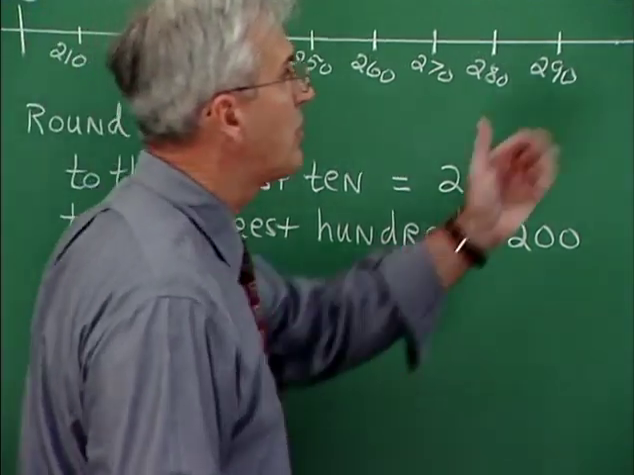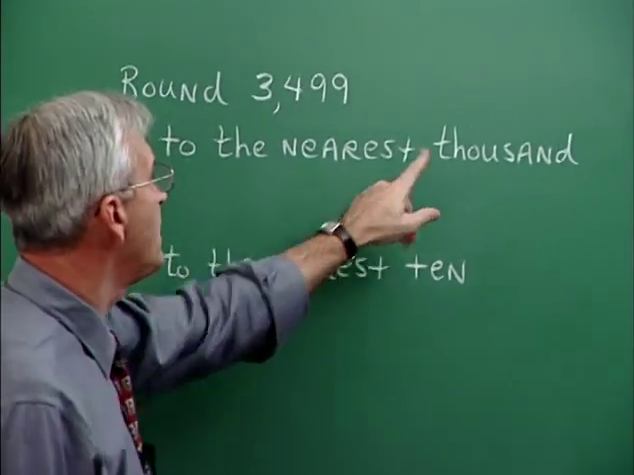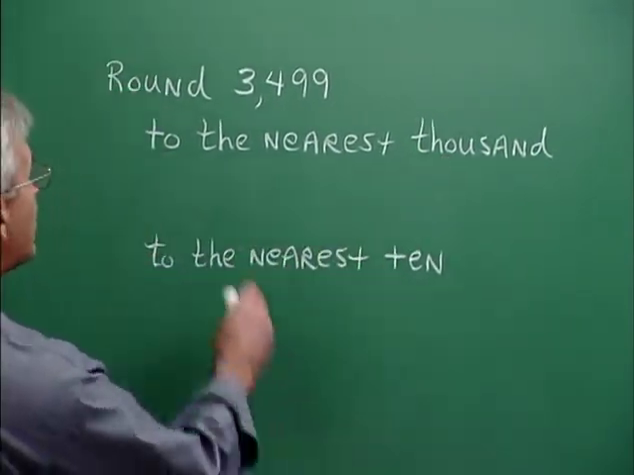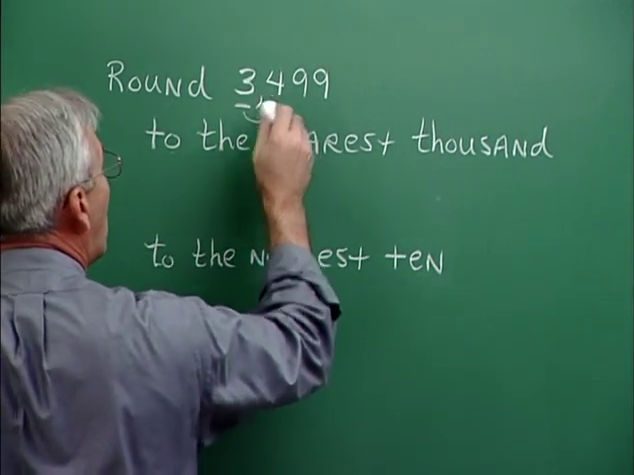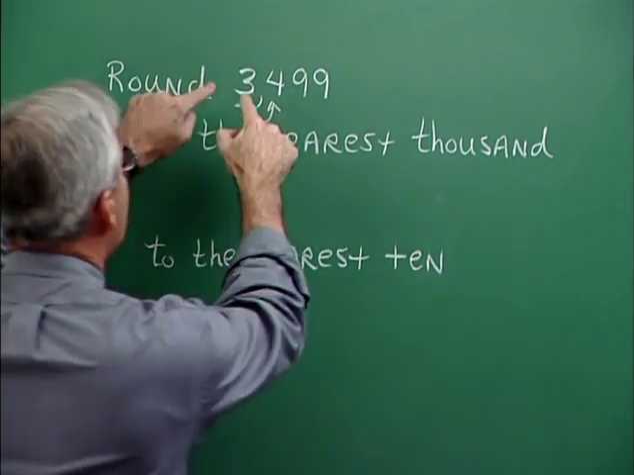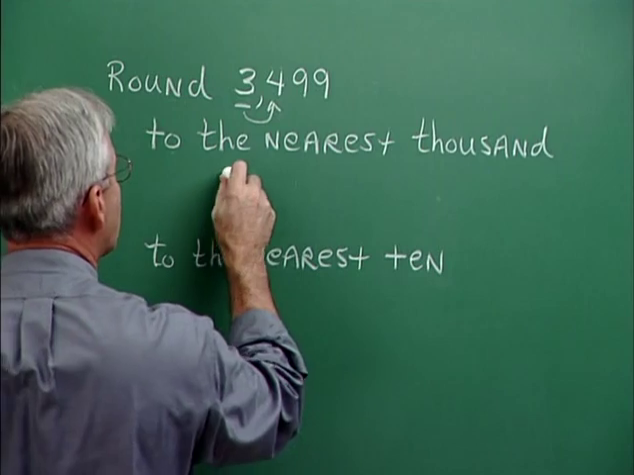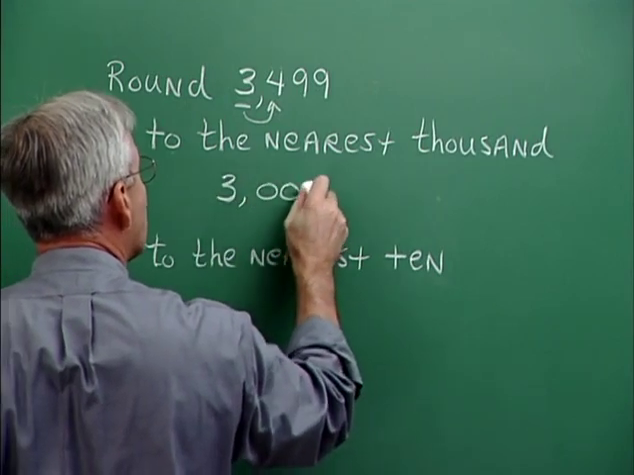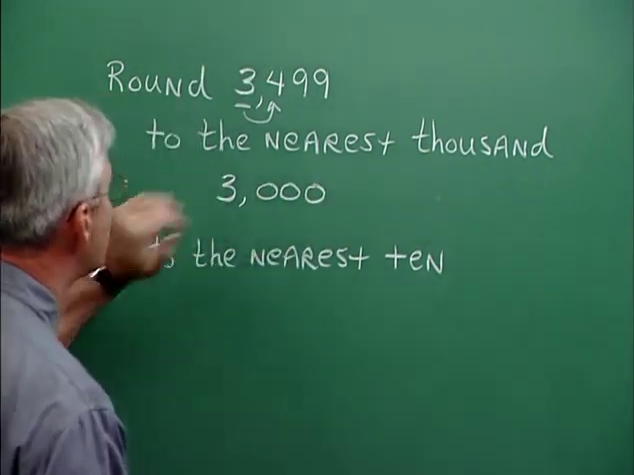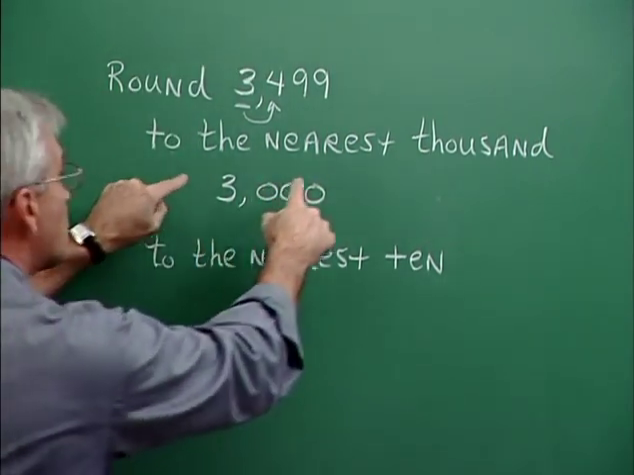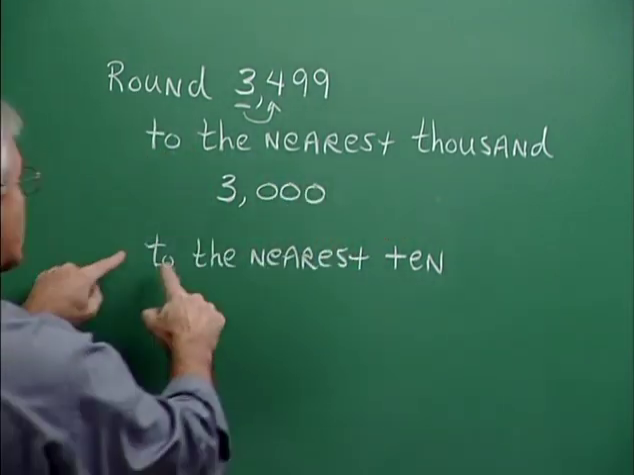Let's look at another one. Suppose we want to take 3,499 and round to the nearest thousand. Well, we identify the thousands digit and we look 1 to the right. Oh, it's less than 5, so we're not going to change this digit, and those digits become zeros. So this becomes 3,000 to the nearest thousand. This number rounded to the nearest thousand is 3,000, and that means that it's closer to 3,000 than it is to 4,000, you see.